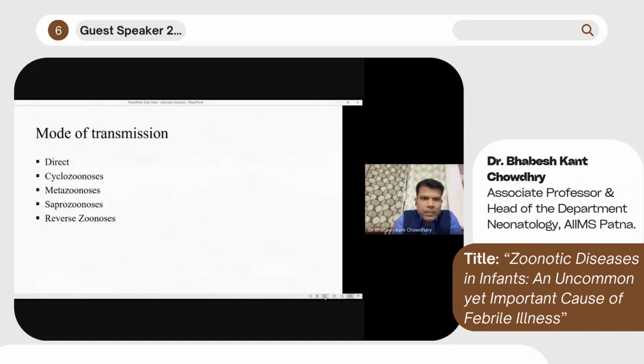Next, please. So mode of transmission may be direct, may be cyclozoonosis. That means one non-human vertebrate is required for the multiplication, and from there it comes to the human being. In metazoonosis, there will be one vertebrate and one non-vertebrate animal for multiplication or completing the infective cycle of the disease itself.